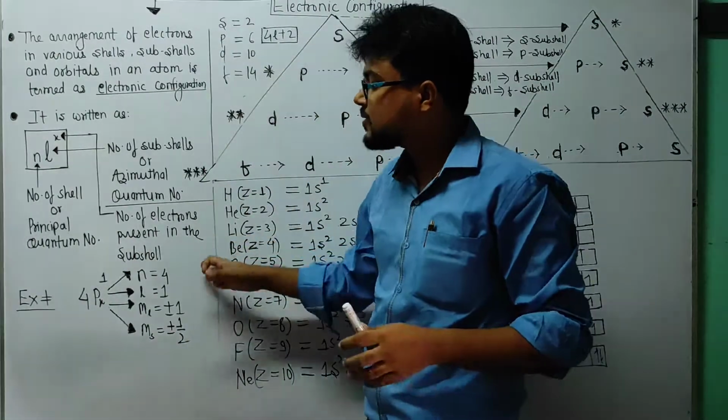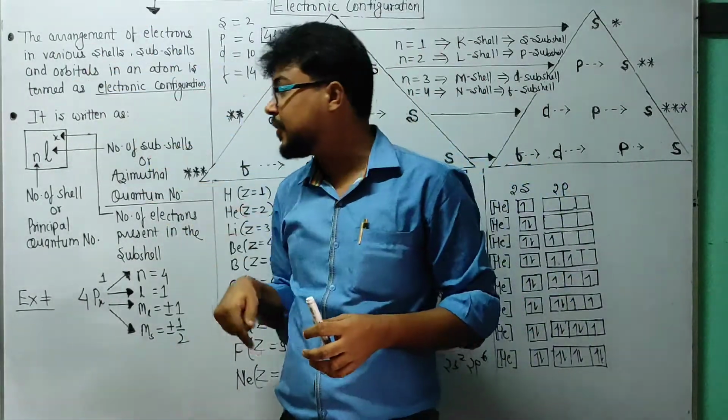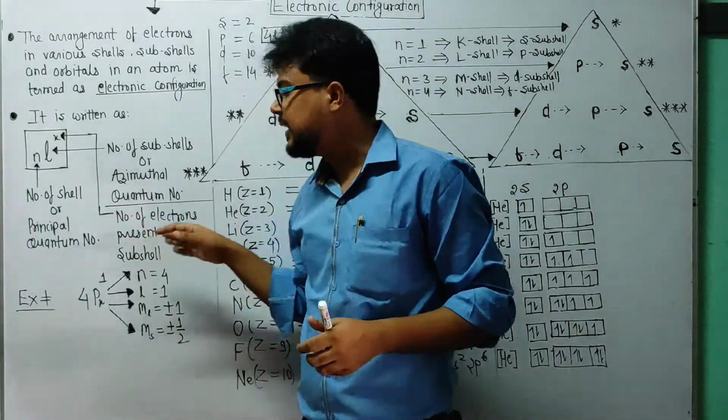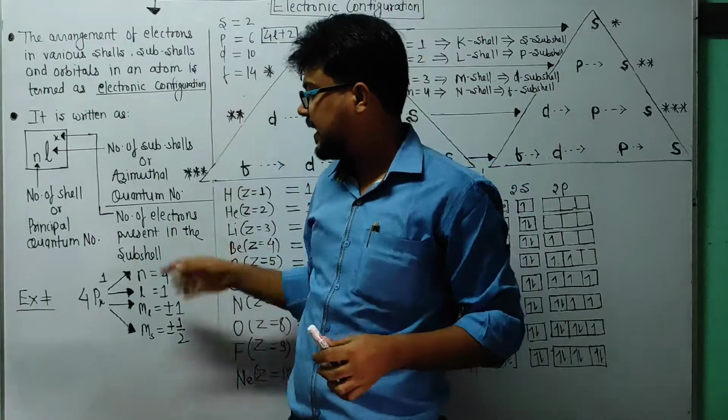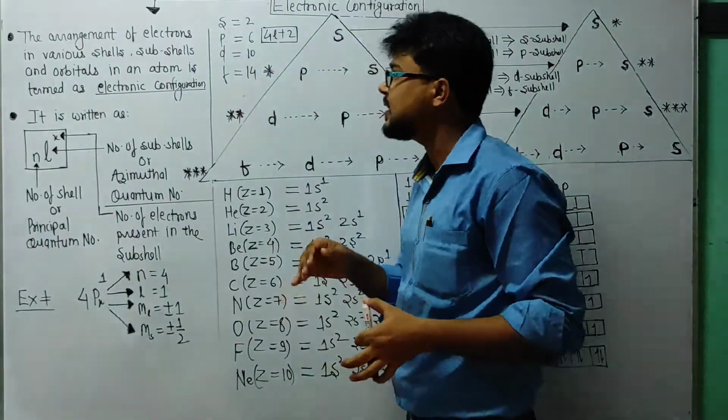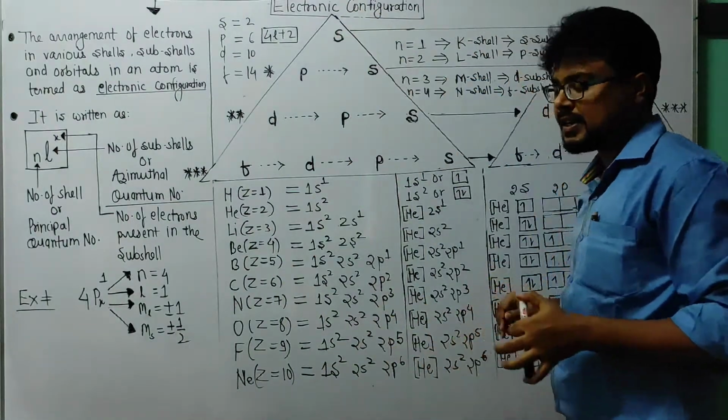Students, we discussed this topic already in my previous video lecture. So what about shell, subshell and orbital, and the position of electron in an atom? Something like this. With the help of quantum numbers we can justify. Correct now? So next is electronic configuration.